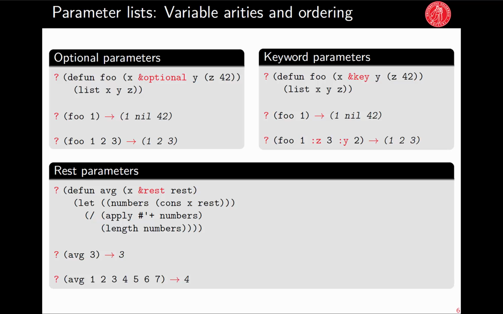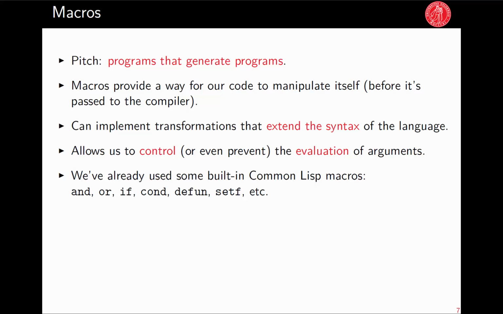The reason we use a let construction here to introduce the temporary variable numbers is just so we don't have to do this consing twice, because we use numbers as the argument for both apply and for length. So let is also one of the things we looked at in the previous lecture.